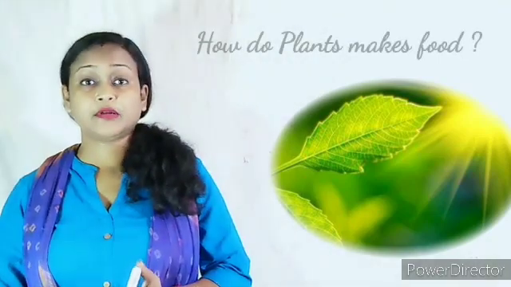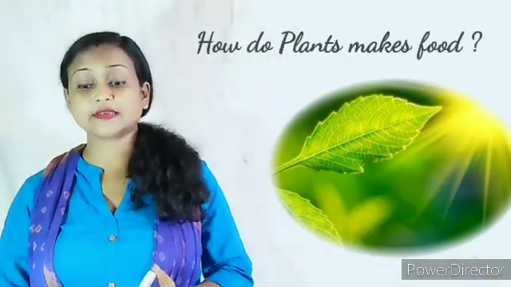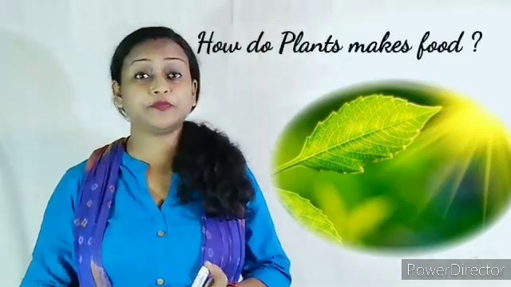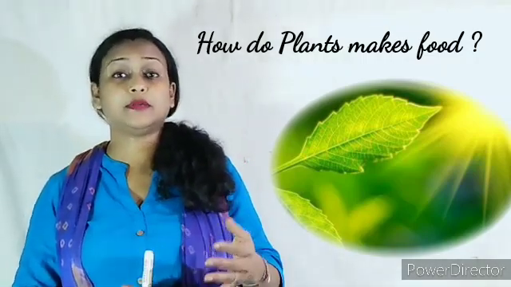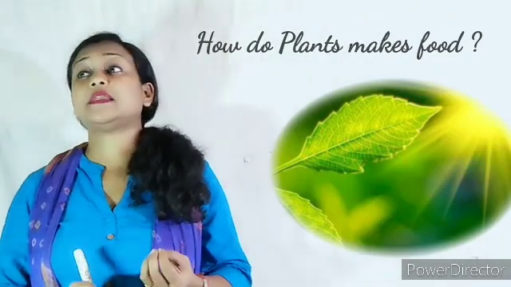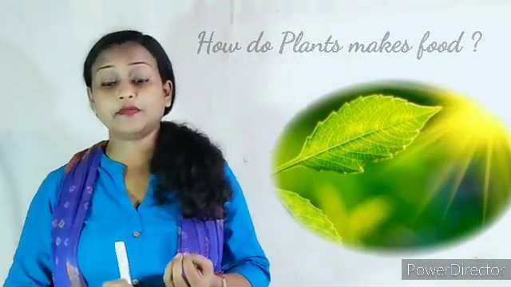Hello students, so we are back again with the second part of your science chapter for class 4, that is how plants make food. In the last class we discussed how plants make food. I hope you remember the plants make their food with the help of what? Water, carbon dioxide, sunlight and chlorophyll.